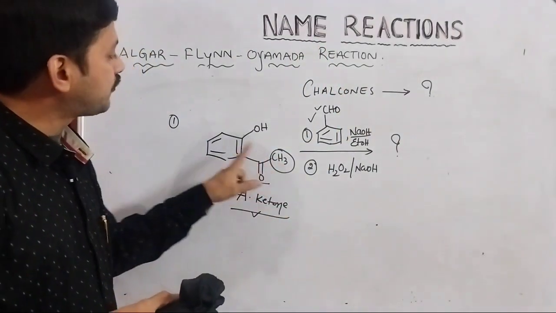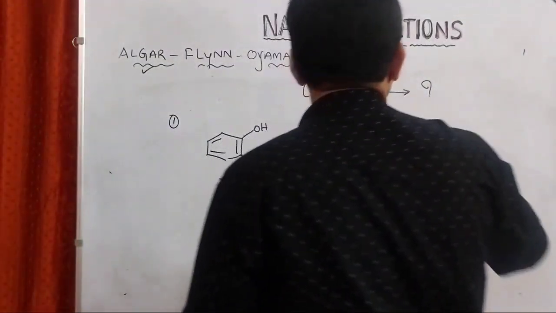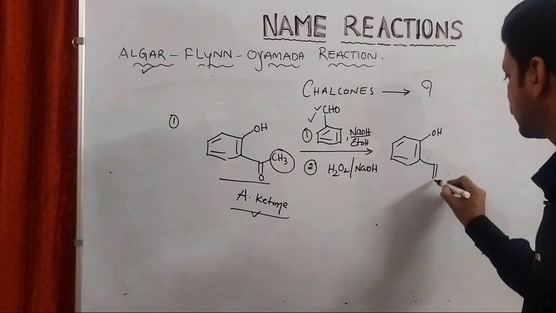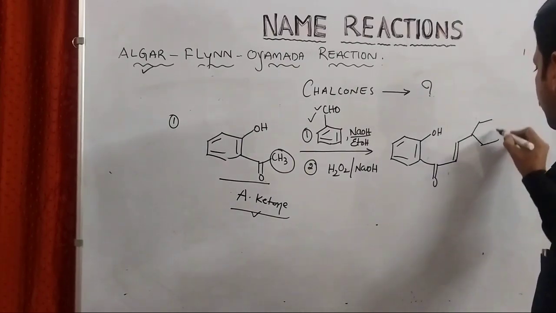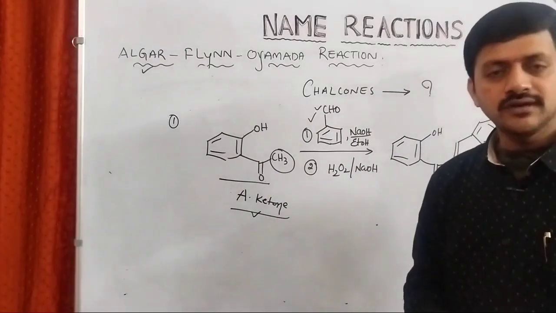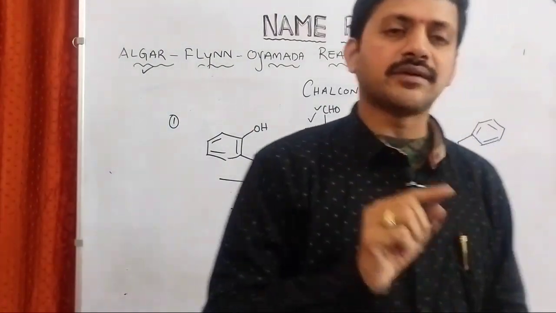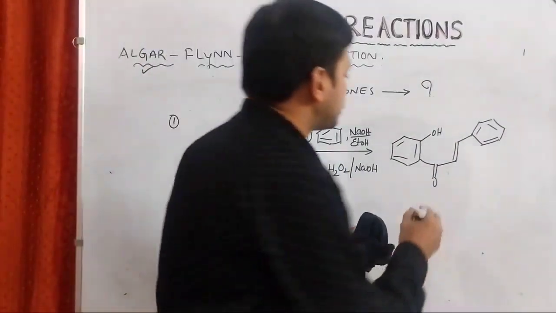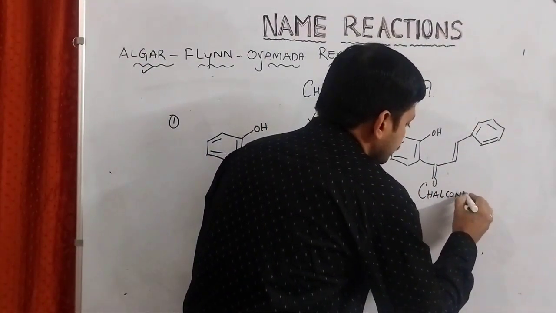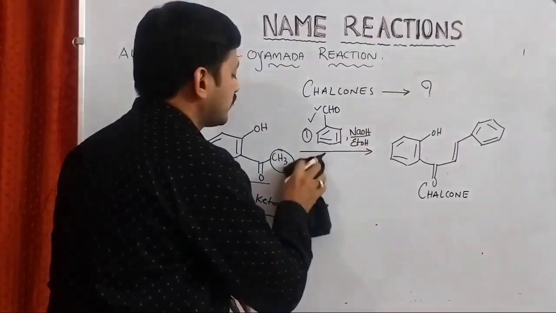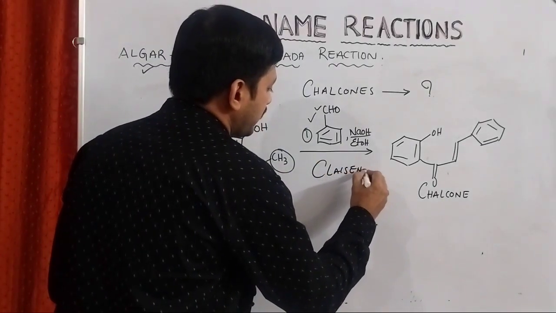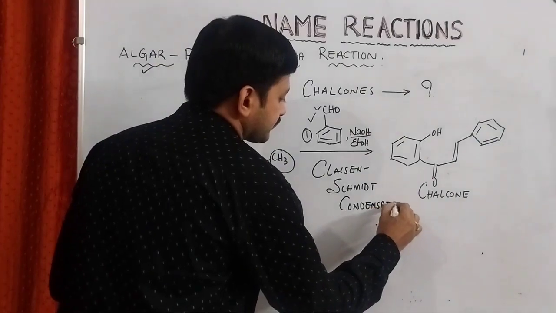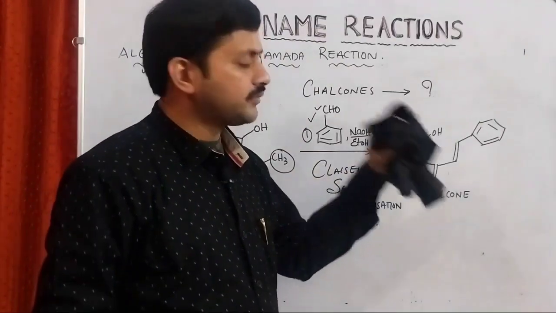So the first step is the formation of the chalcone. Here you will get chalcone. OH C double bond O. In this particular transformation, initially we will get beta hydroxy ketone. The beta hydroxy ketone is subjected to dehydration, removal of water molecule to form a pi bond. Now this is the chalcone. So this transformation is the example of Claisen-Schmidt condensation. Claisen-Schmidt condensation produces the chalcone.